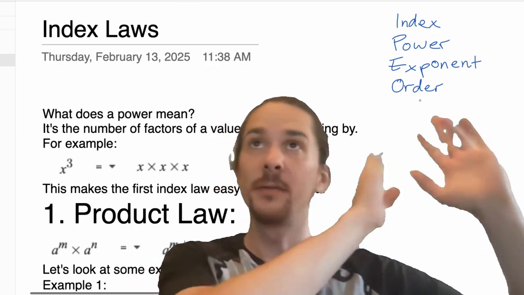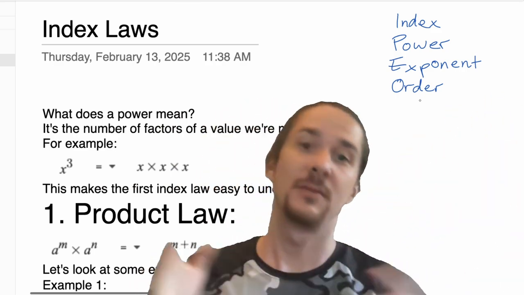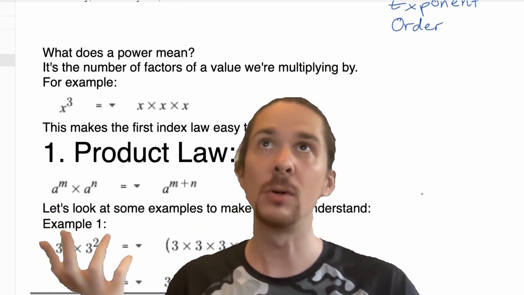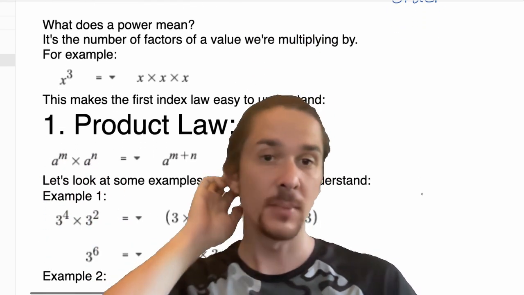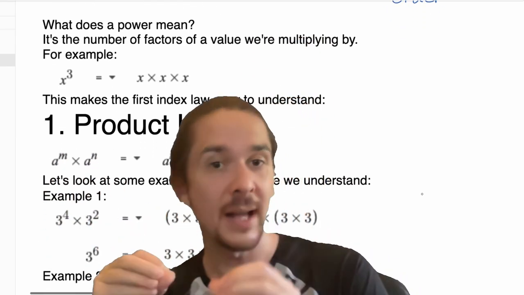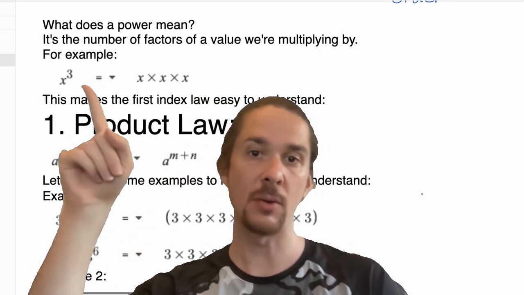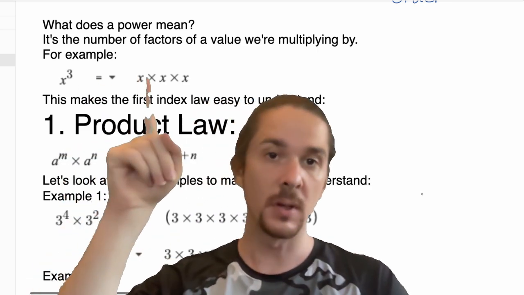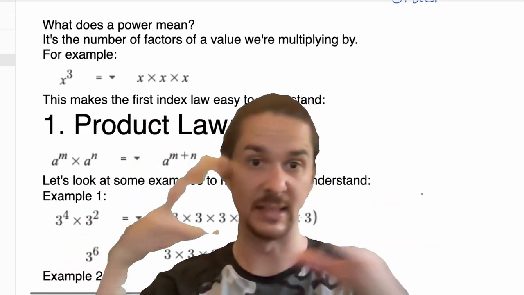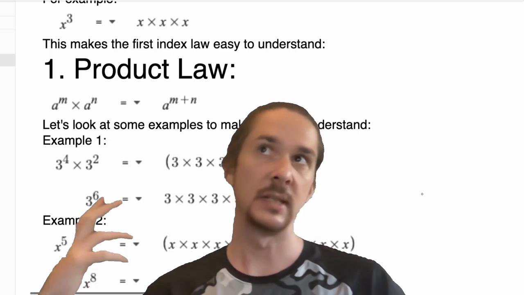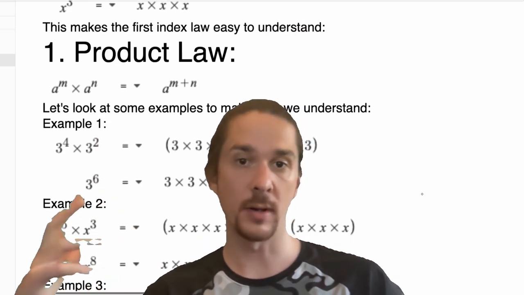So we have all of these terms, all of these different ways of saying power, but what does it mean? What is a power? Well, a power is the number of factors of a value that we're multiplying by. Okay, so that means if we have x to the power of 3, we're multiplying 3 x's. Okay, so this makes the first index law really easy to understand. We call it the product law.